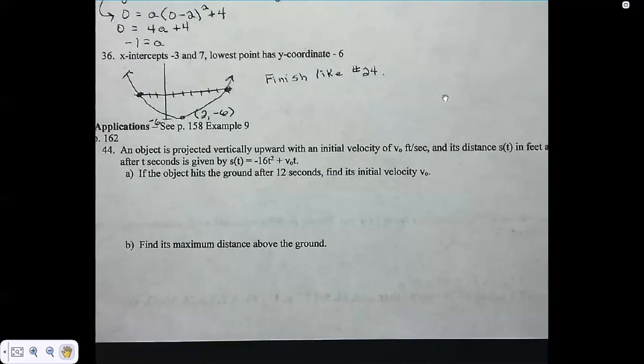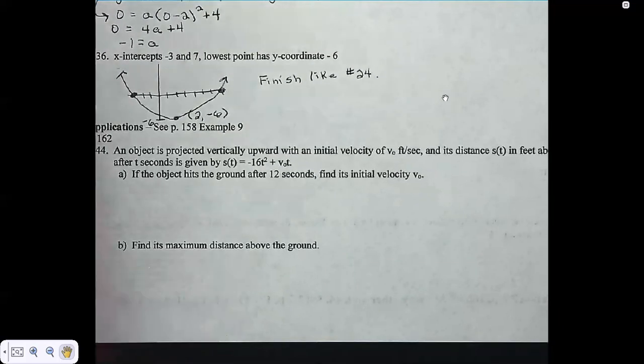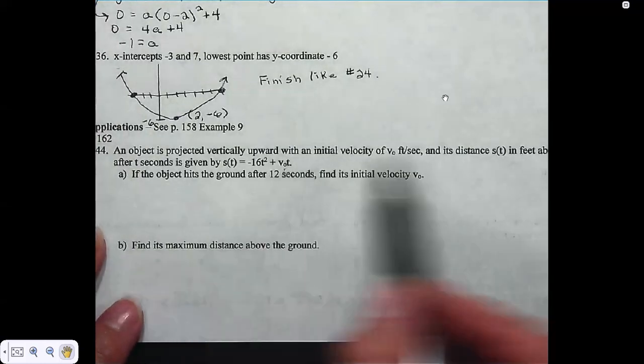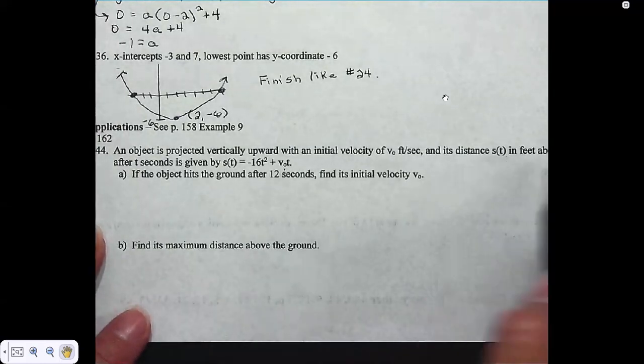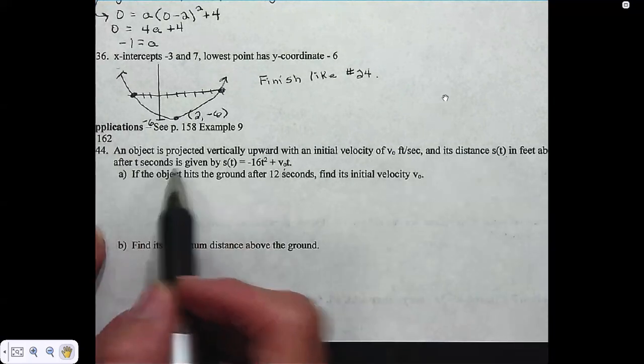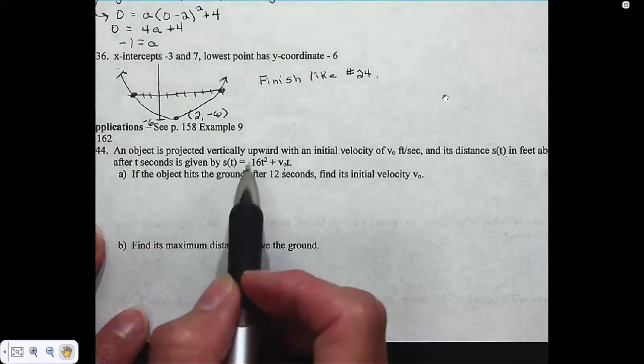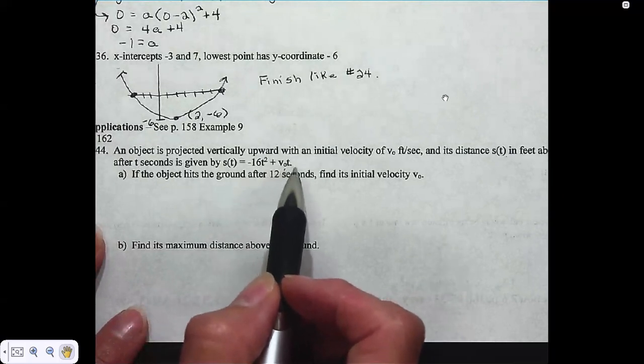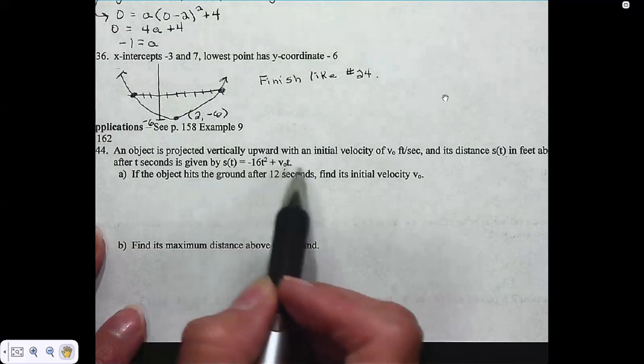The best application of a quadratic equation is the position function, which really isn't real life. It's in a vacuum, and unless you're playing inside of a vacuum, you can't neglect air resistance. But it's a very simplified model of real life. An object is projected vertically upward with an initial velocity of some v sub zero that I don't know. Its distance, s of t, in feet above the ground after t seconds is given by s of t equals negative 16 t squared plus v sub zero t. How many variables are in that equation?